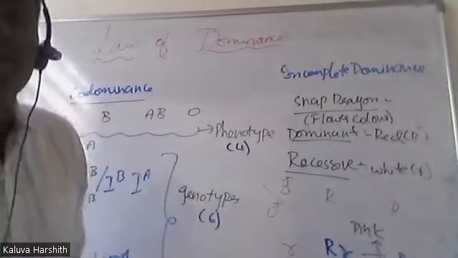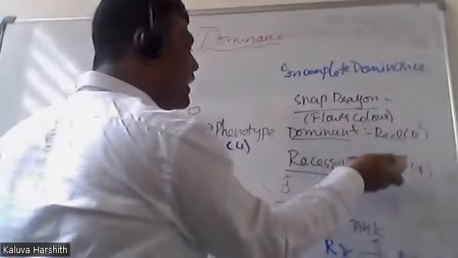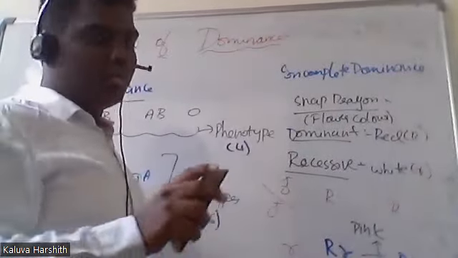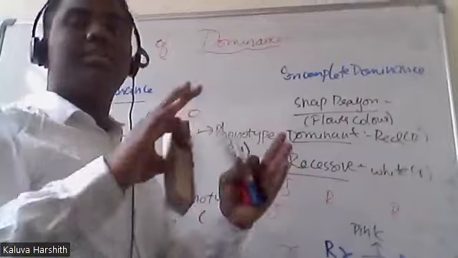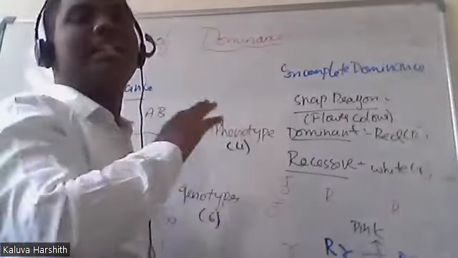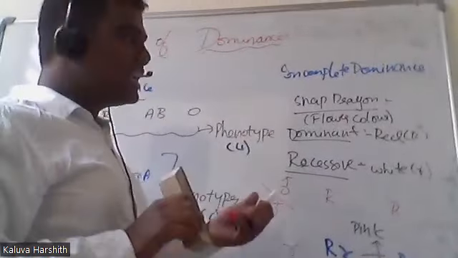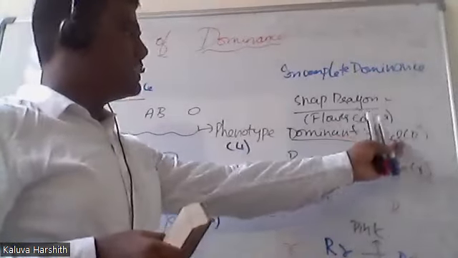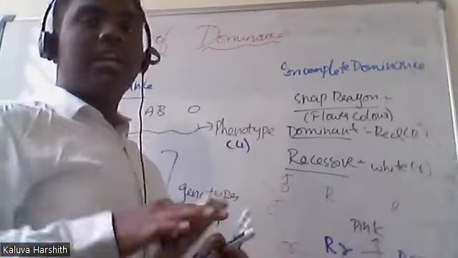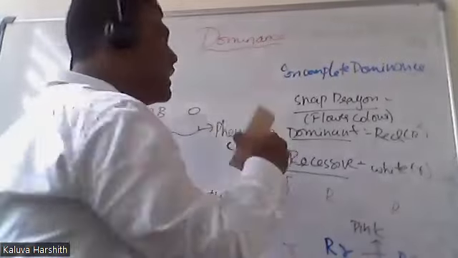Why is it called incomplete dominance? Because both red and white, both of them are not expressed. Another different color is entering into the picture. Pink, nowhere pink is there. Dominant is red, recessive is white. We got pink from somewhere. That's why it's called incomplete dominance.